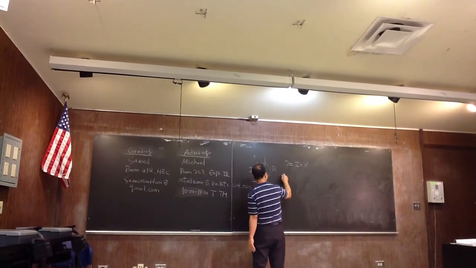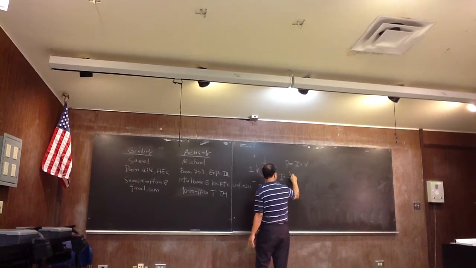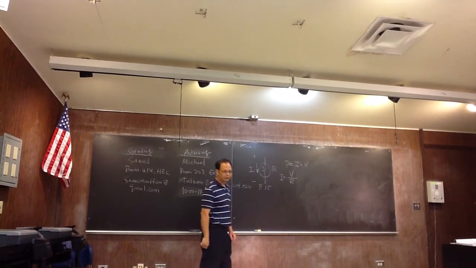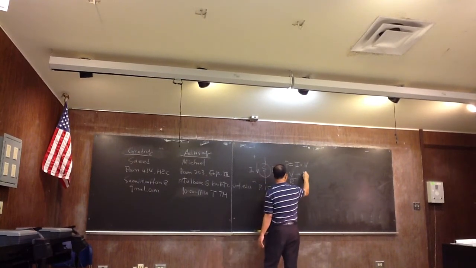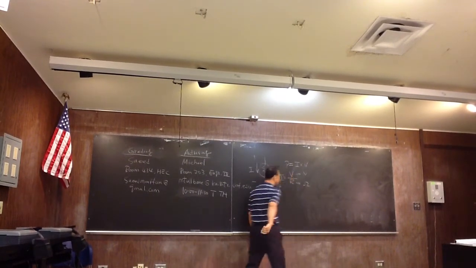According to Ohm's law, the current is equal to the voltage across the resistor divided by the resistance. And this is in amps, this is in volts, this is in ohms. These are the units.